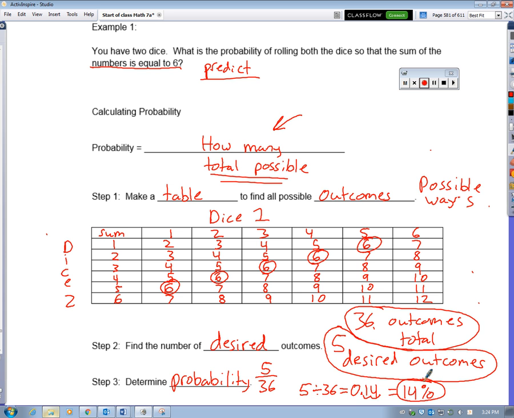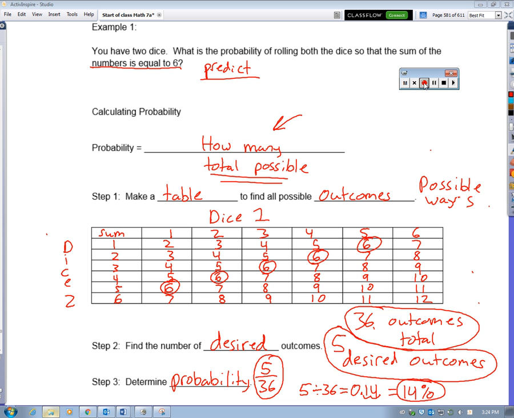Okay, so that would be our theoretical probability. That's what we predict is going to happen. You have a 5 out of 36 chance of getting a sum of 6, or you could say it's a 14% chance of rolling a 6. Alright, so there's theoretical probability.